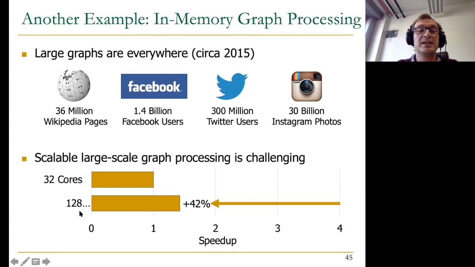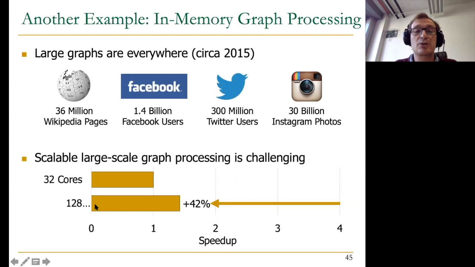I believe it's PageRank, which is at the core of Google's search algorithm. Clearly, it goes over a graph and ranks different nodes, especially neighboring nodes, for example. And then basically you see that you get only 40%, 42% performance improvement, even though you're throwing four times the resources at it. It doesn't sound good, right? Then the question is, of course, why?